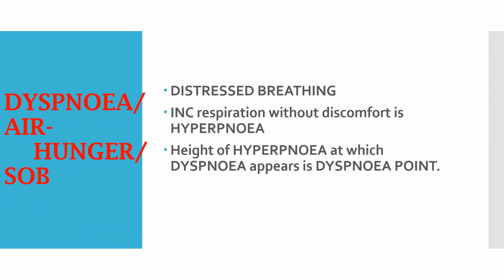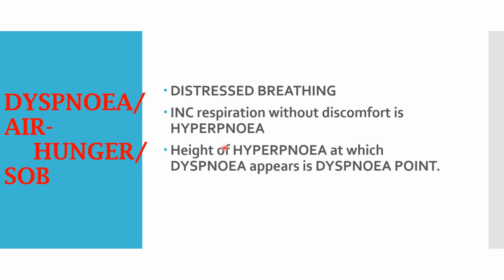Next we will see dyspnea. It is otherwise called air hunger or shortness of breath. So it literally means distressed breathing. Increase in respiration without discomfort is called hyperpnea. One is not aware of one's respiration till resting pulmonary ventilation becomes more than double. But when hyperpnea involves a 4 to 5 fold increase in pulmonary ventilation, an unpleasant sensation of discomfort is felt. This discomfort is called dyspnea, and the word air hunger is used as a synonym for dyspnea.